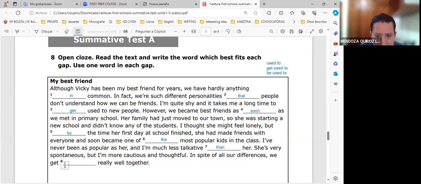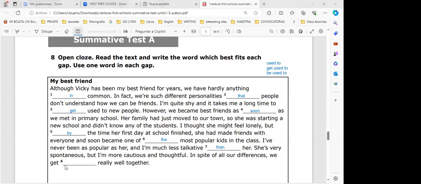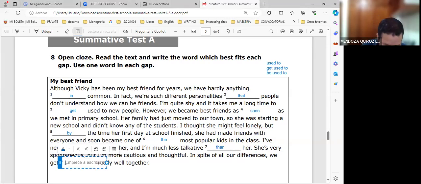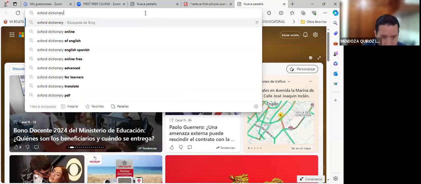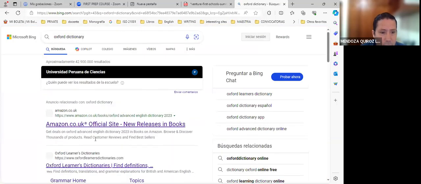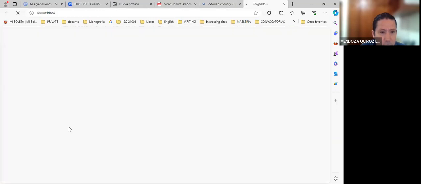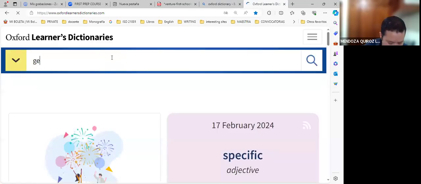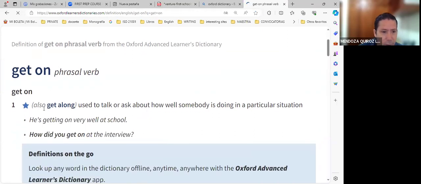No? Dalma, we get along really well together. Yes. We get along is one possibility. I think it's American, and the other one is get on. Let me show you here. Get on and get along. Any of them, yeah? Phrasal verbs. Get on, look at this. Get on, also get along.